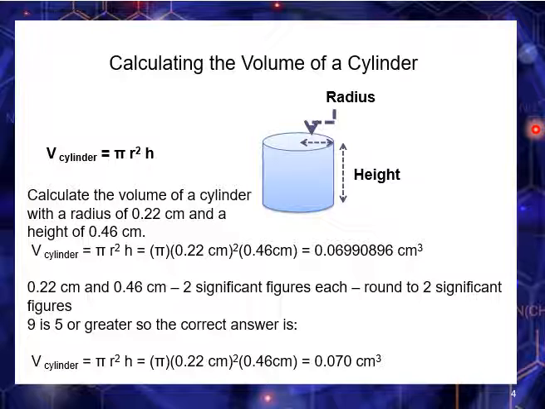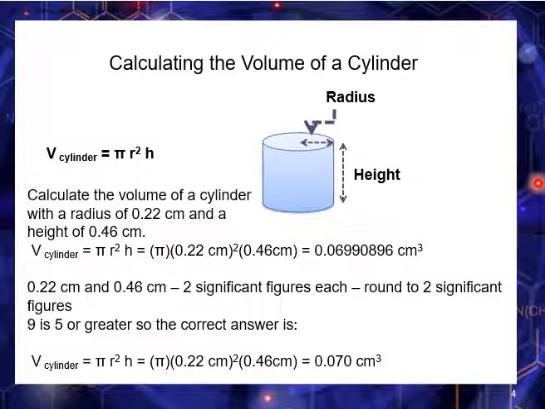Calculating the volume of a cylinder. The volume of a cylinder is pi r squared h. The radius is from the center of the cylinder to the edge, and the height is how tall the cylinder is. Example, calculate the volume of a cylinder with a radius of 0.22 centimeters and a height of 0.46 centimeters.